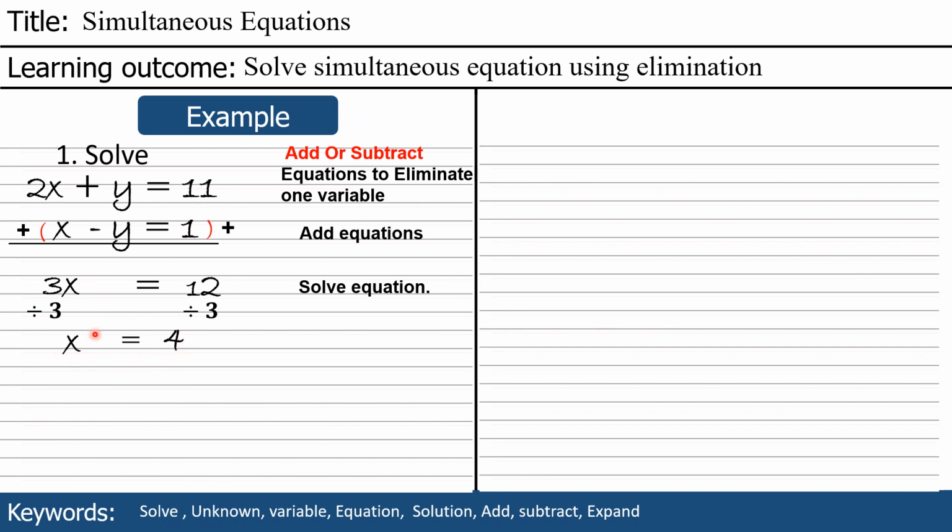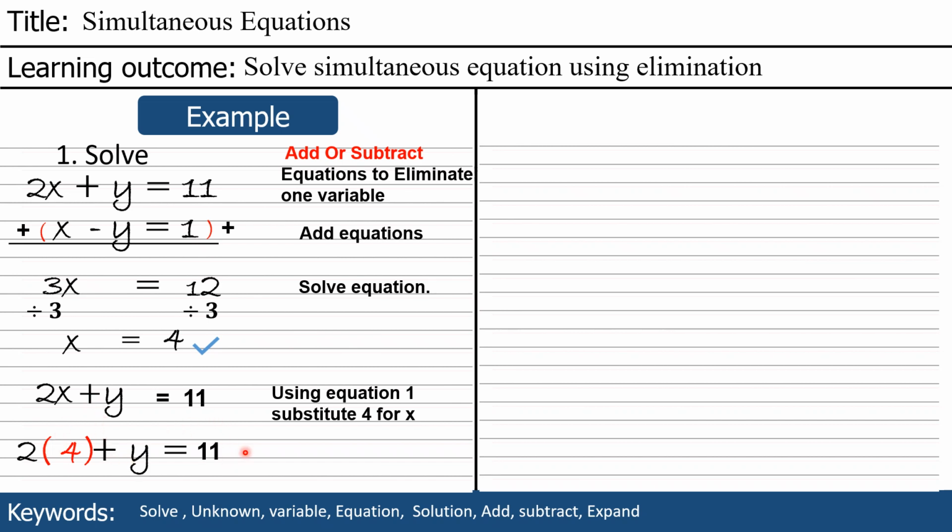Now we're going to use 4 to replace x in equation 1. We can use any of these equations, but let's just use equation 1 in this case. So let's write equation 1. And now we will replace our x with 4. So now we have 2 multiplied by 4, add y is equal to 11. So now we have 2 multiplied by 4 being equal to 8, add y equals 11. Now we're going to solve this equation.